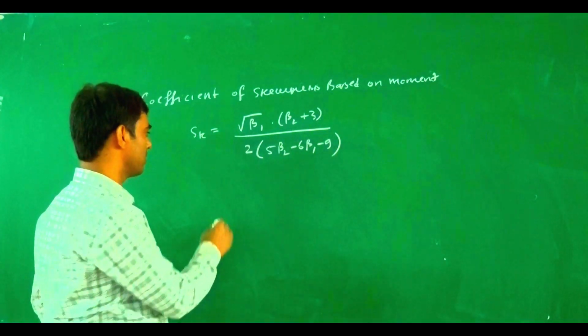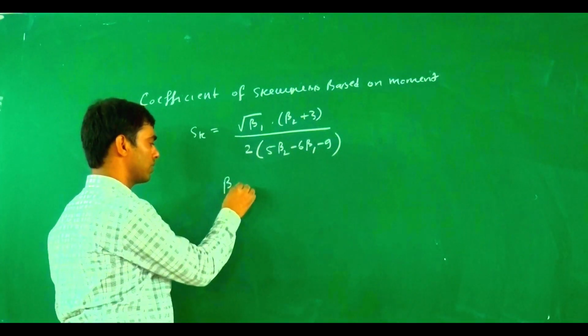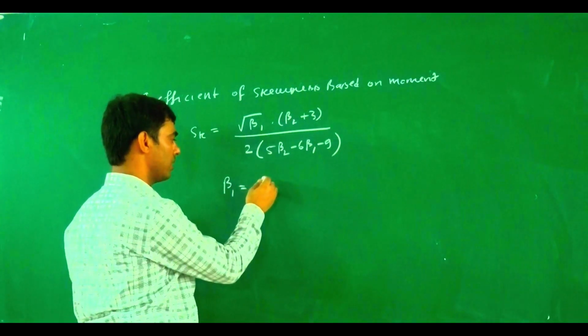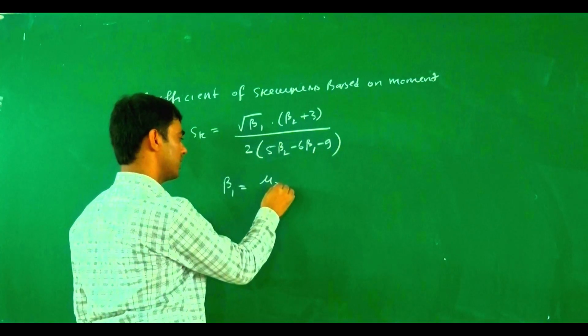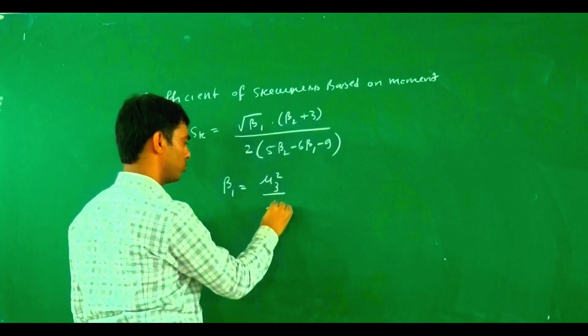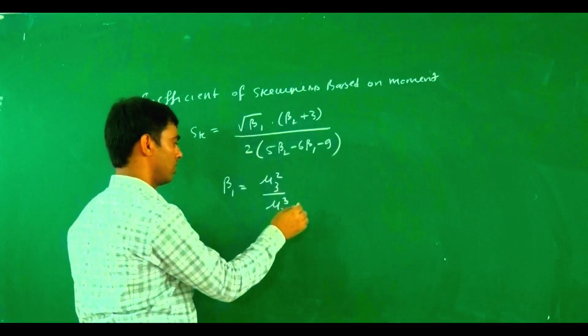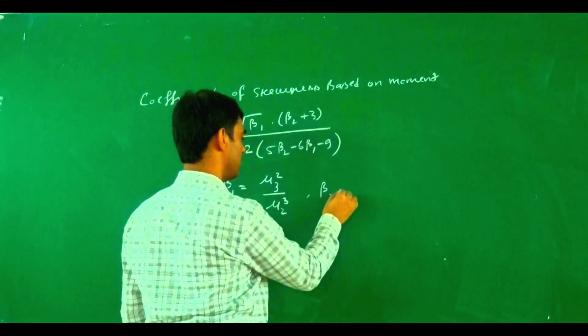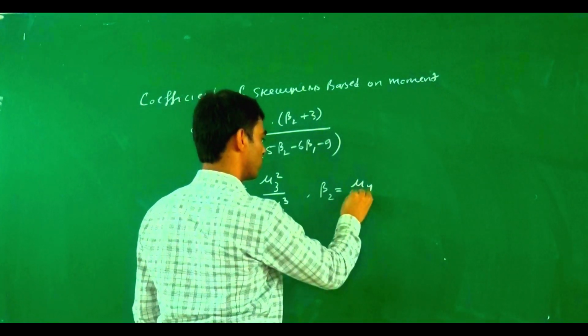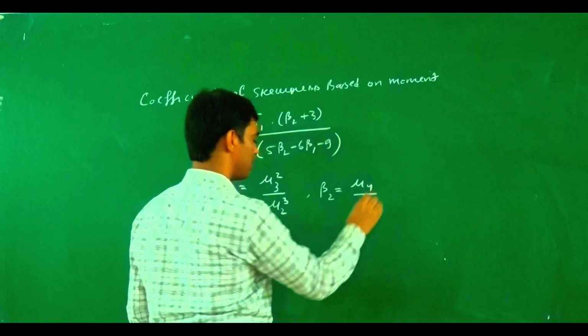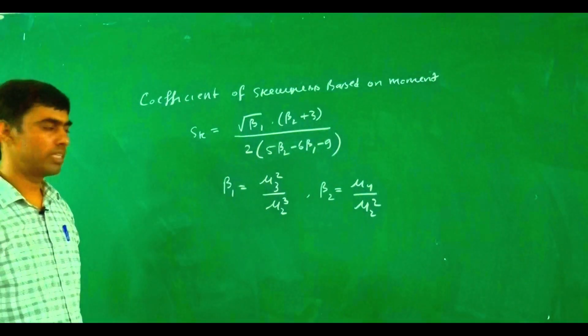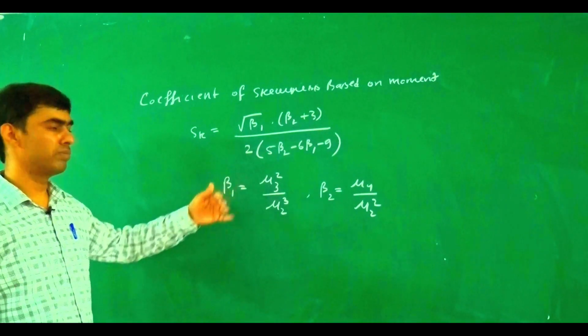So what is the value for beta 1? We know that beta 1 equals mu 3 square upon mu 2 cube. And beta 2 equals what? Beta 2 equals mu 4 upon mu 2 square. And we know what the mu 2, mu 3, mu 4 are.